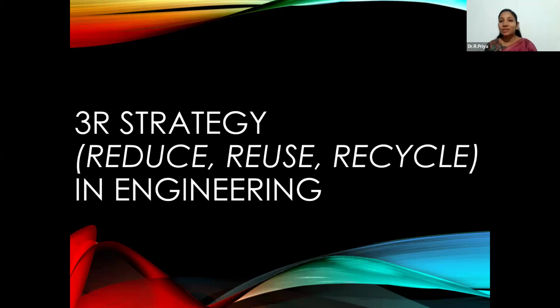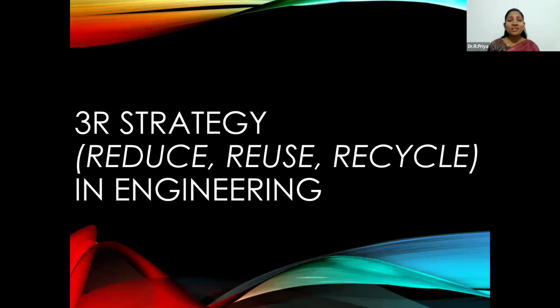Today we are going to discuss an important, relevant topic in engineering, that is the 3R strategy. 3R indicates three words: reduce, reuse, and recycle.